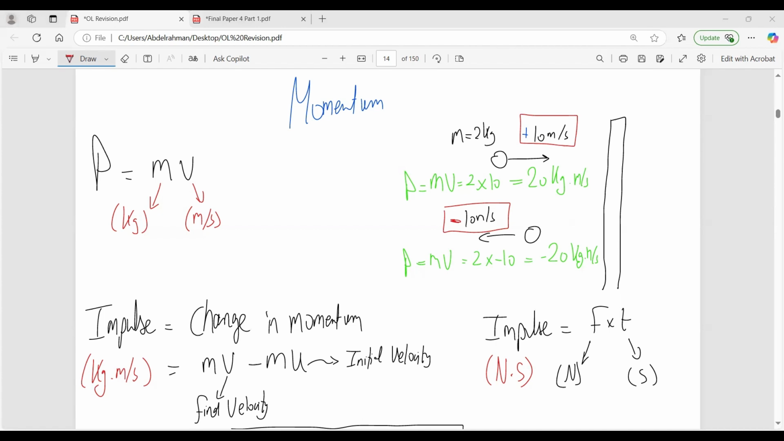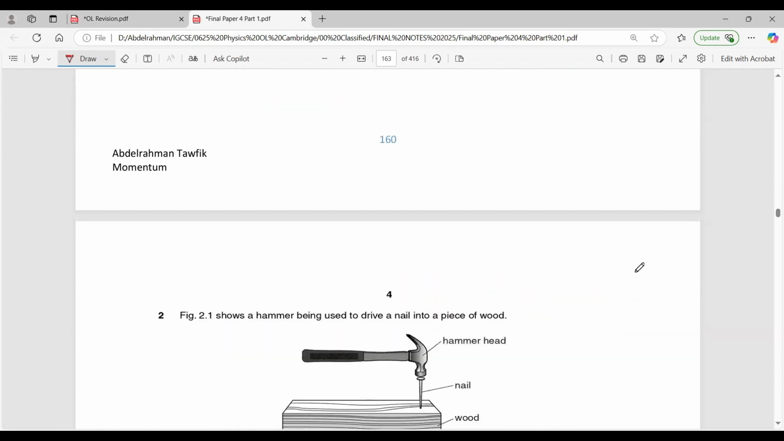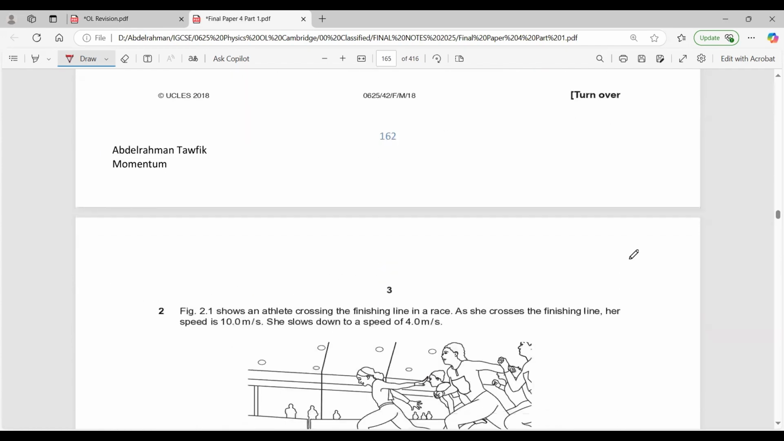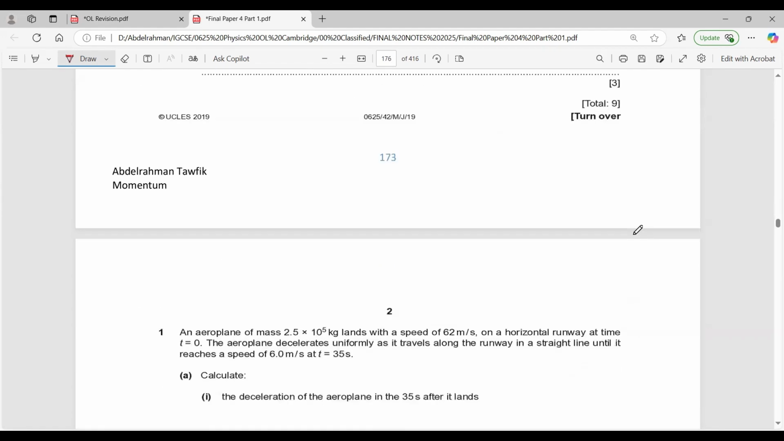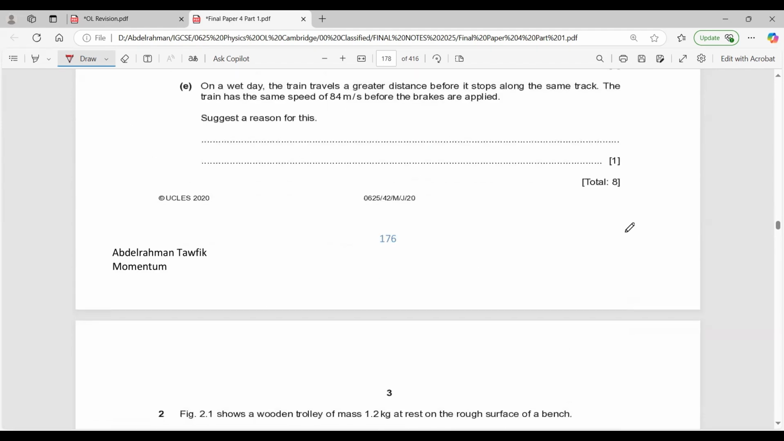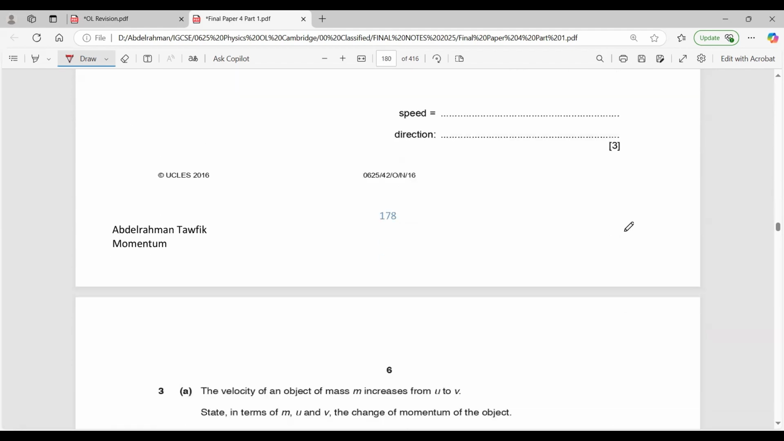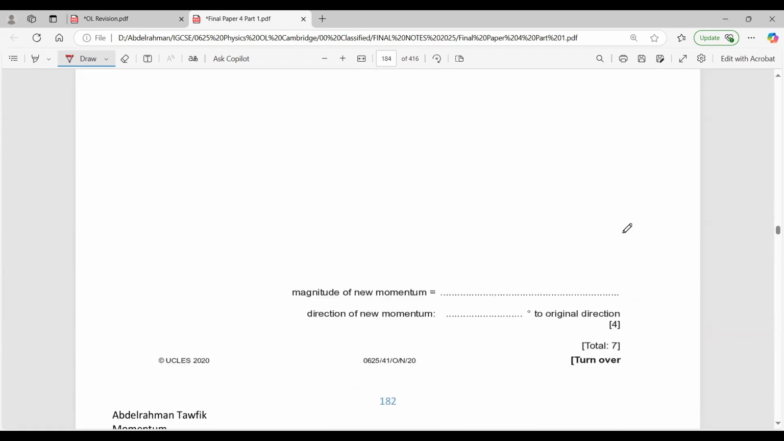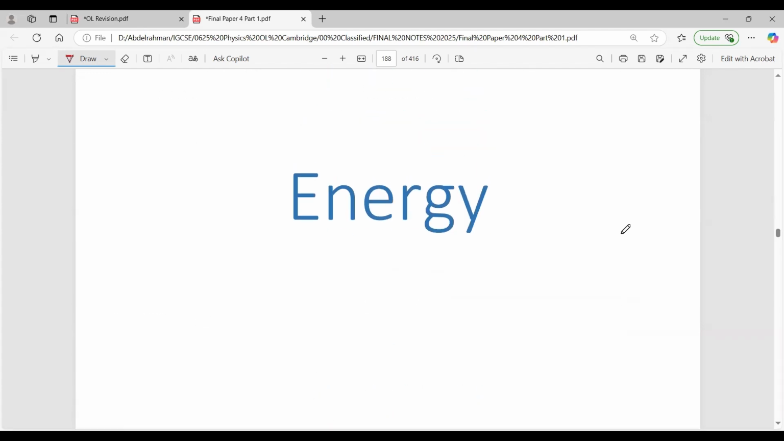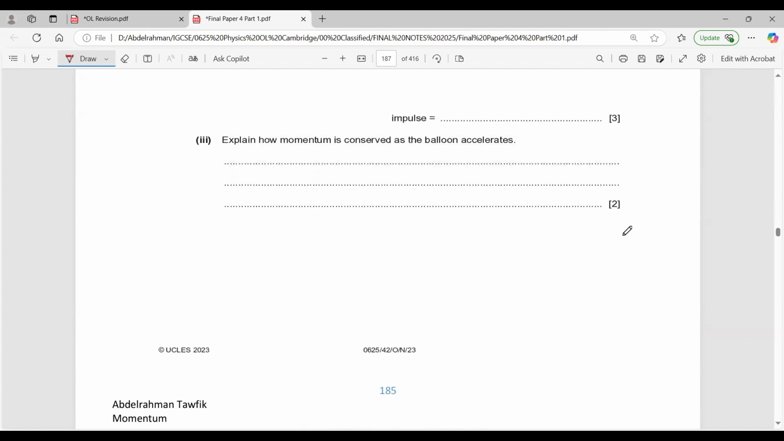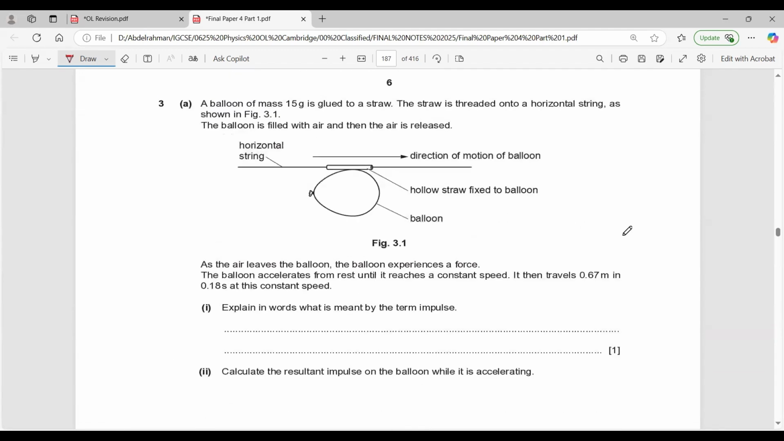Okay, but let's solve a couple of questions regarding the momentum. Let's start from the last question on momentum, which was page 185. There's a question I need to tell you which is cancelled. Page 185, let's go. Everyone open page 185.